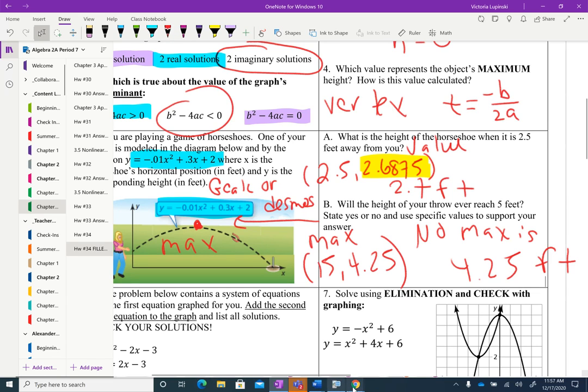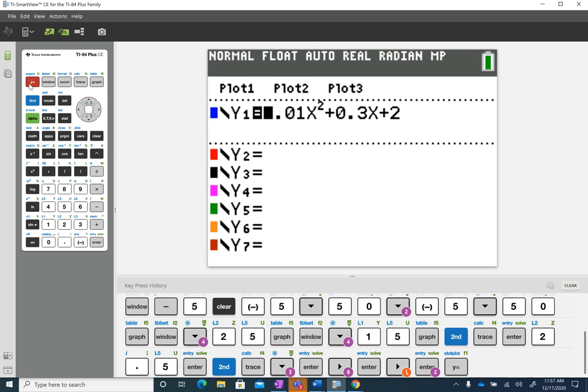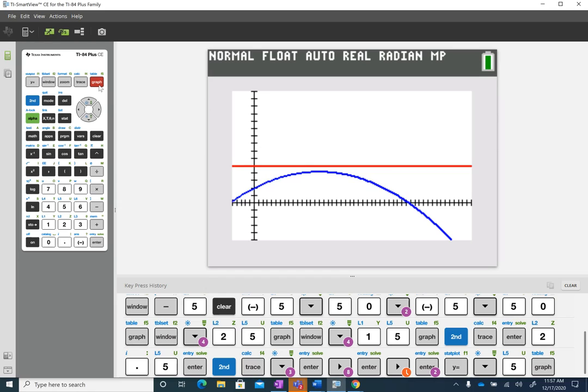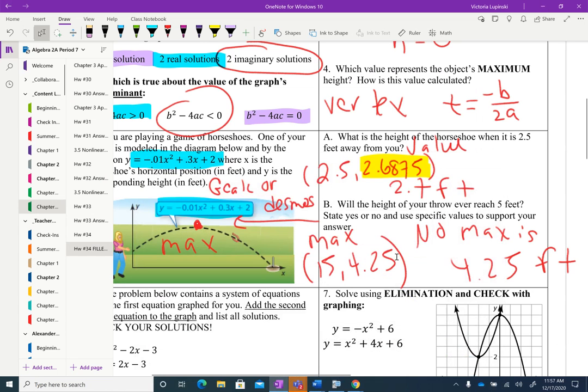Just to be clear, one other thing you could have done if you wanted, go back to the y equals. In the second slot, put a 5. Go back to the graph. See how the blue curve never reaches the red line? You also could have said that, and you'll be able to see that it never reaches that height. So any questions here? And a reminder, second trace, that is where all the good stuff on the calculator comes from. Or, of course, Desmos works as well, and we found both a value and a maximum.